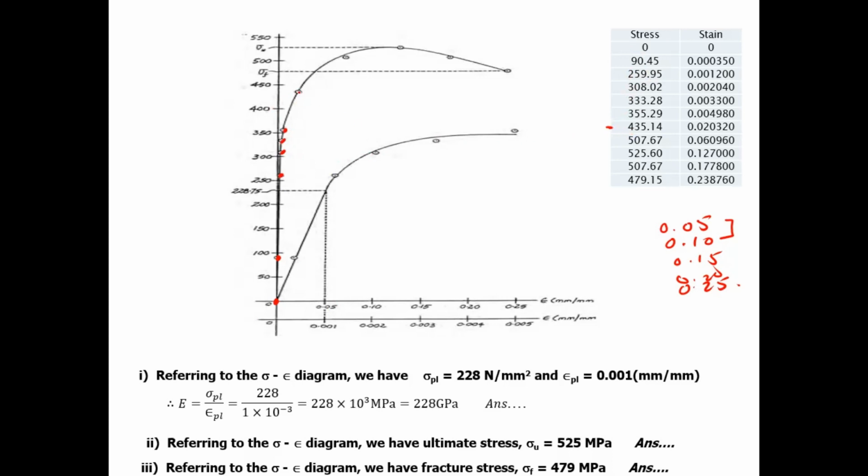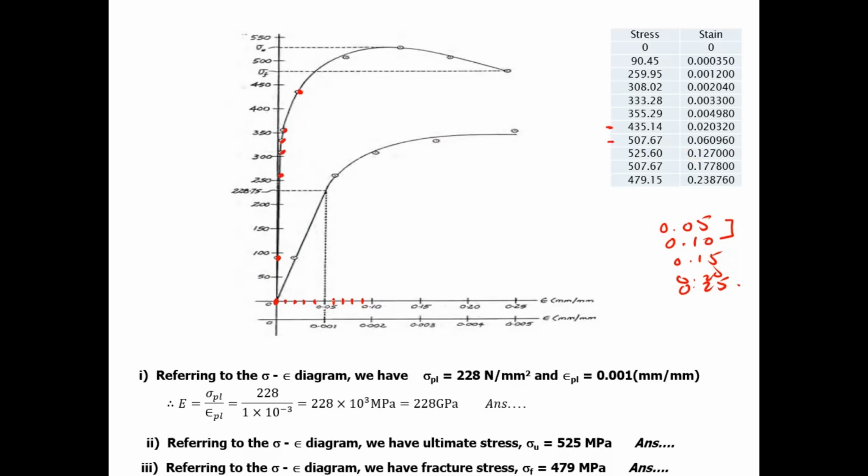435.14. So this is 435.14. And what is the strain value? 0.02. So 0.05 means 0, 0.01, 0.02, 0.03, 0.04, and 0.05. So 0.02 is here, and at 0.02 they make 435. Then 507. What is the strain? 0.06. So 0.06 means 0.05, 0.06, 0.07, 0.08, 0.09, 0.10. Okay. So this is 0.06.